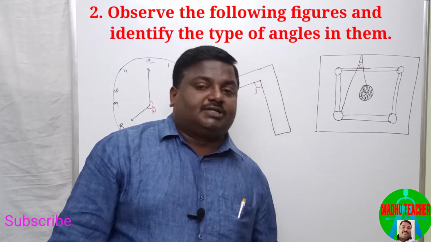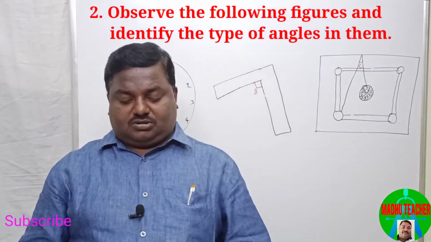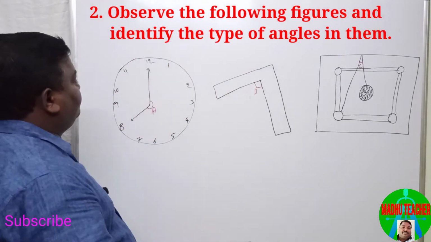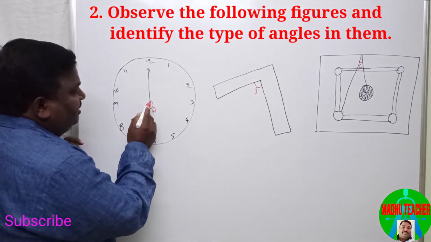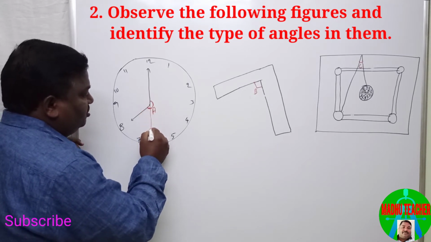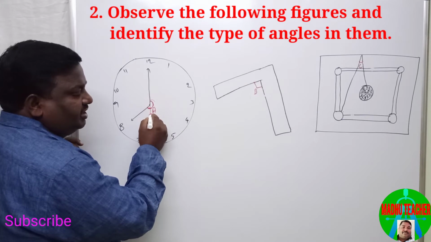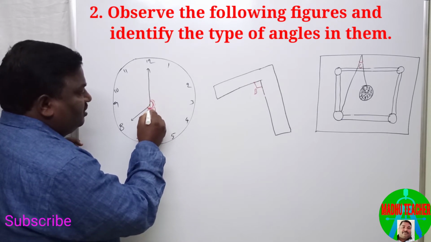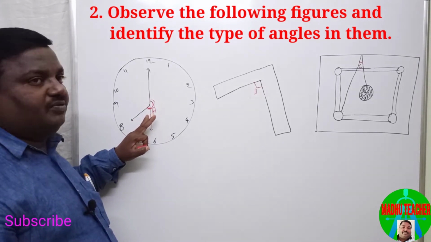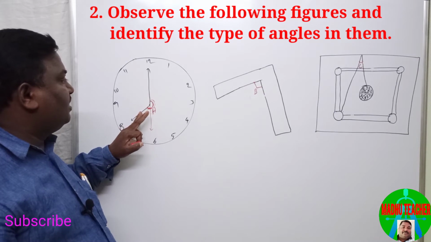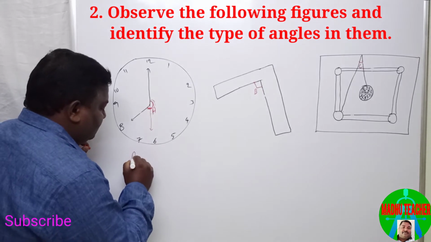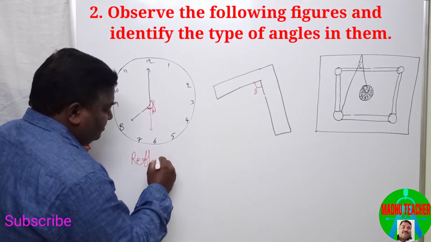Next question is, second bit is: observe the following figures and identify the type of angles in them. So let us see the first one. It is a watch. The angle is given here. By observing this, up to here it is a straight angle, and this is more than a straight angle. So what is the straight angle? 180. So this is more than 180 and less than 360. What is such an angle? Reflex angle. This is a reflex angle.